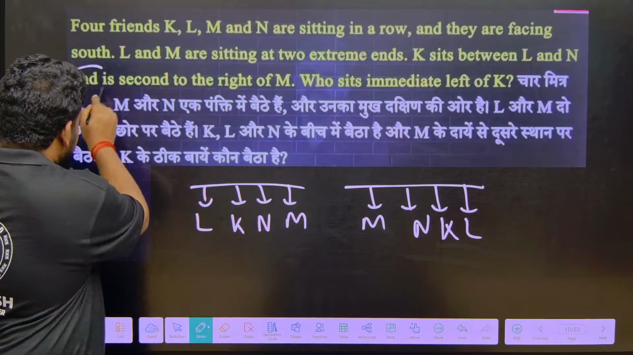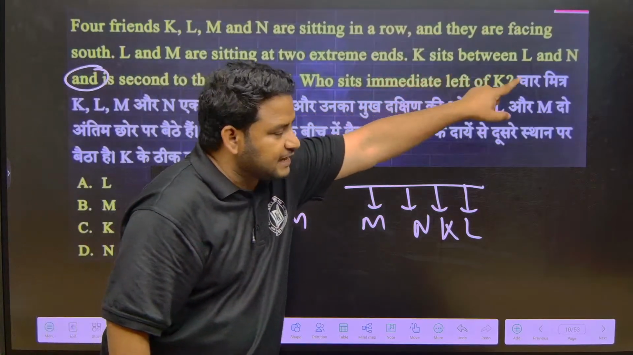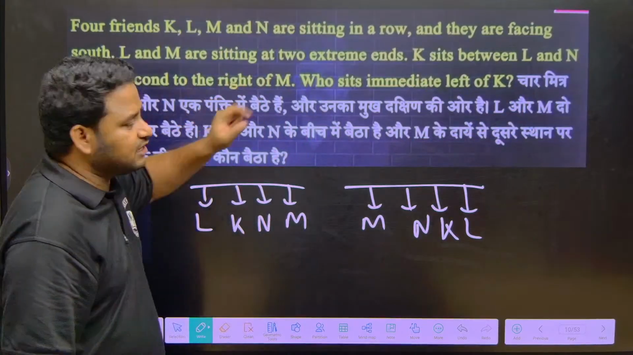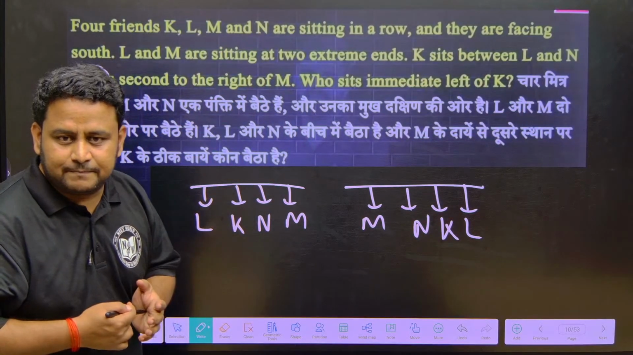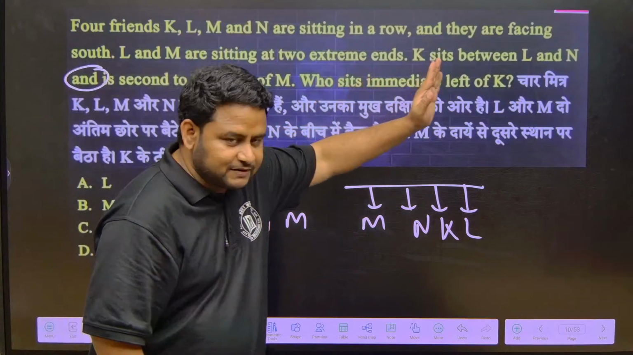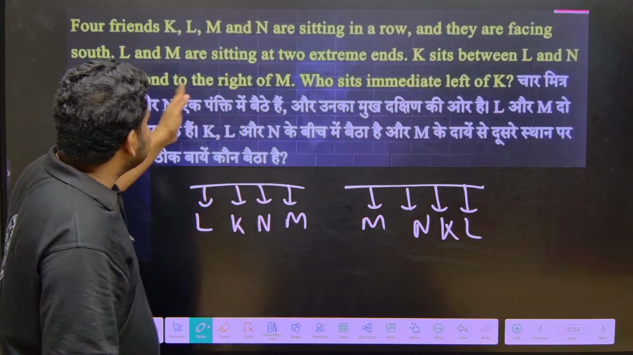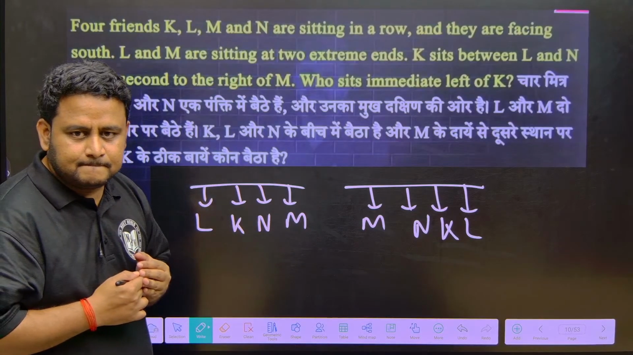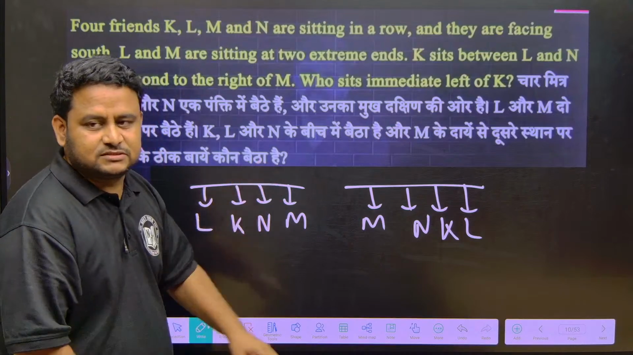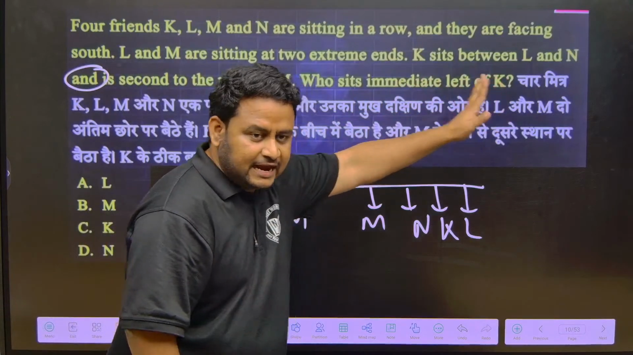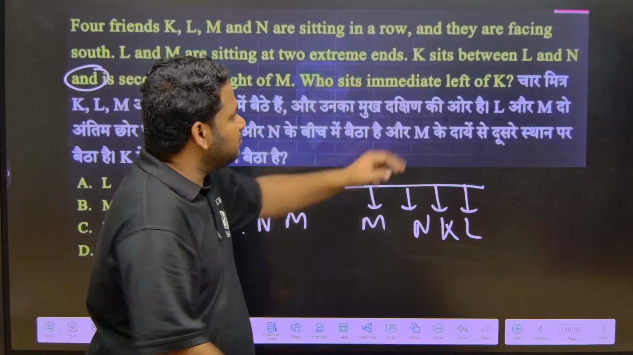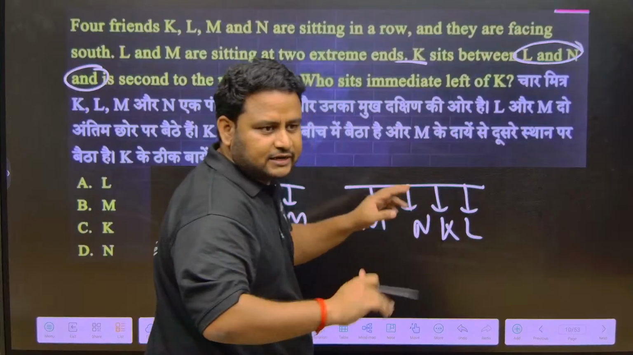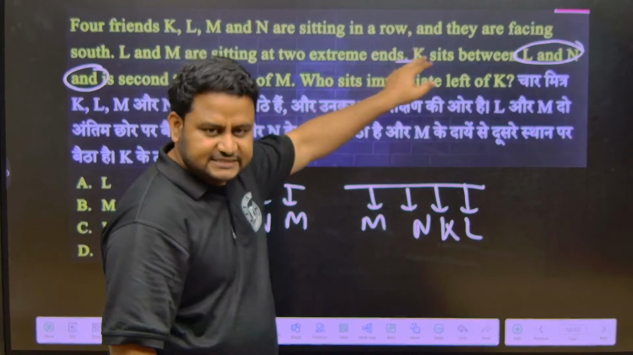They are telling, so observe carefully. K sits between L and N, and N is second to the right of M. Who is second to the right of M? K sits between L and N, done. And K is second to the right of M? No, they are talking about the first person. K sits between L and N, it is done. Next, N is second to the right of M. Who? It is N only.